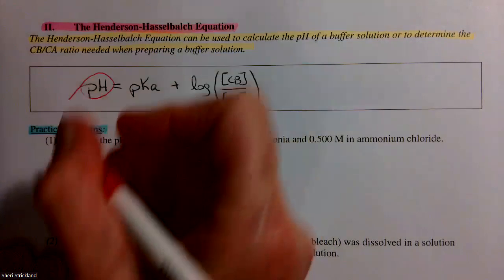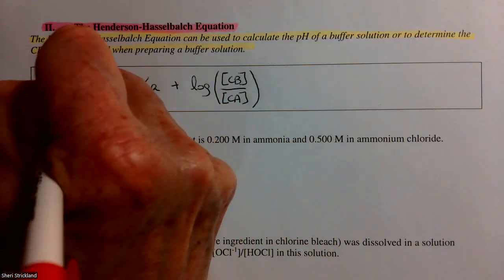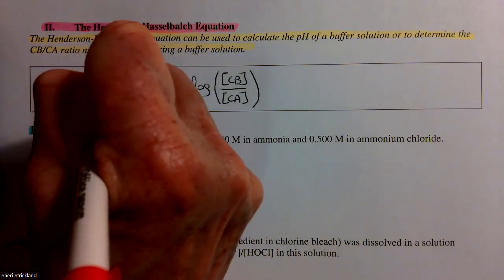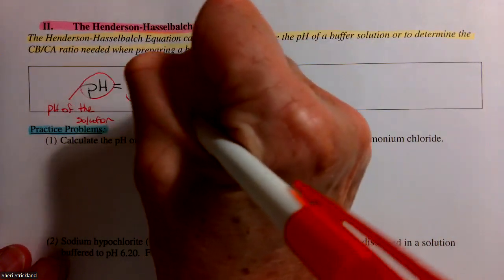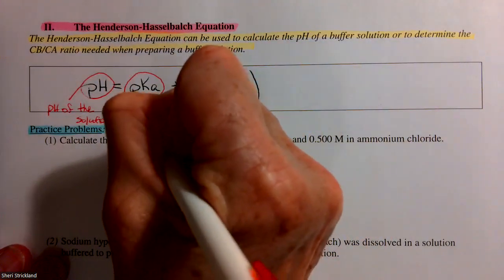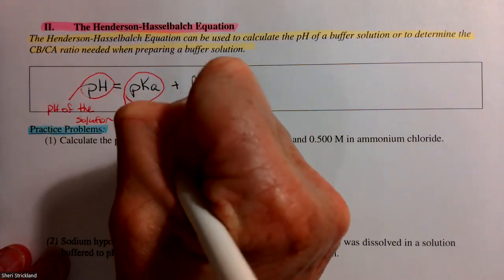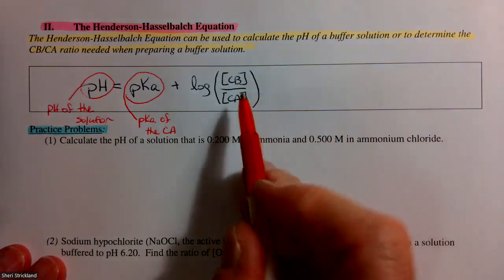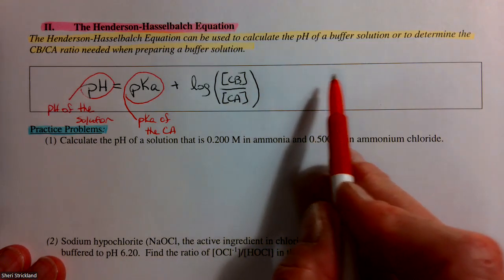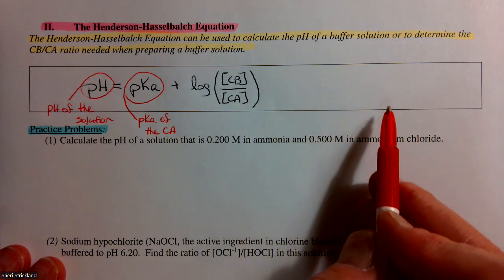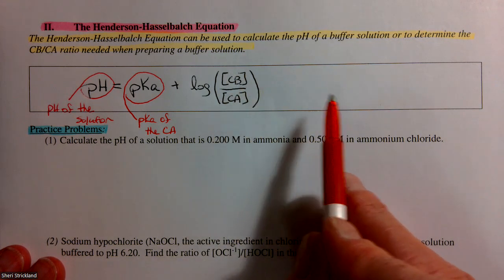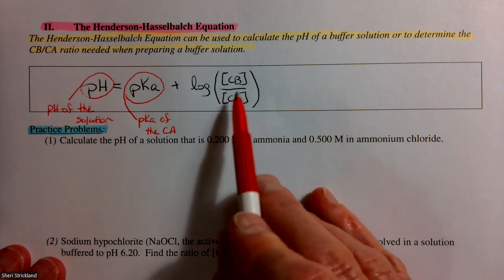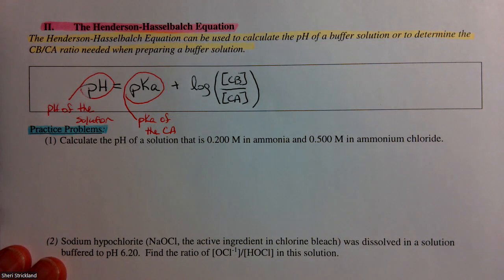This is the pH of the solution. And this is the pKa of the conjugate acid. So whatever it is, this could be a weak acid and its conjugate base, or it could be a weak base and its conjugate acid. And so I wrote them like this just so that regardless of which partner was charged and which was uncharged, it would still be the conjugate base over the conjugate acid. All right, so let's look at some practice problems.